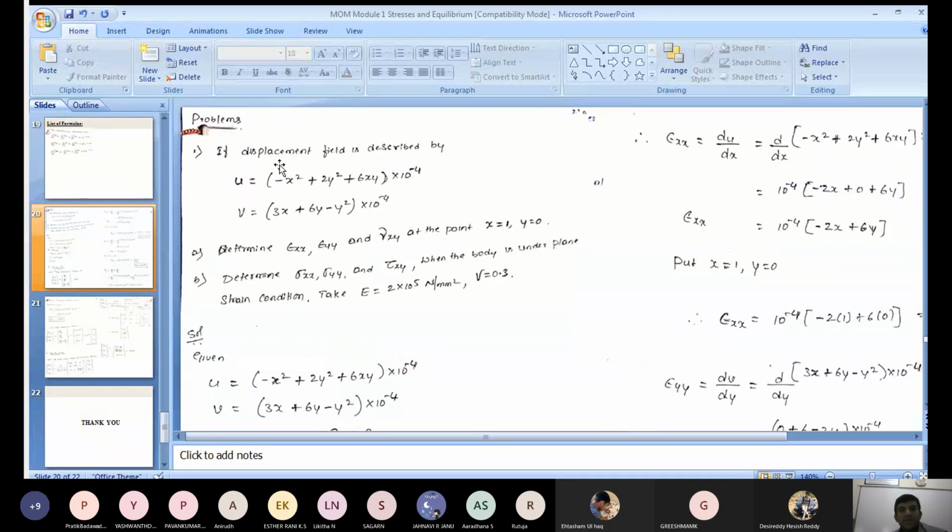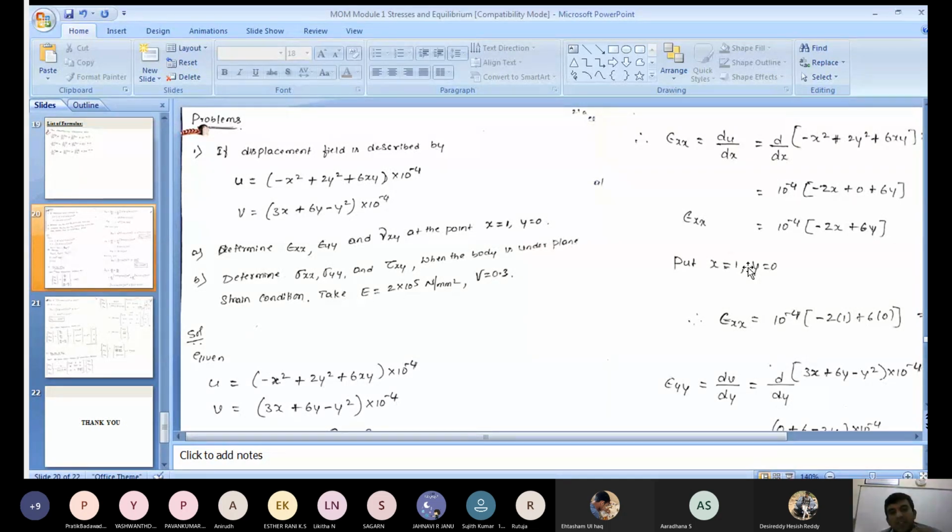Problem number 1. If the displacement field is described by u is equal to minus x square plus 2y square plus 6xy into 10 raised to the power of minus 4, the unit is not given. In general, we take it as units. It may be millimeter. Displacement and deformation at this point are the same. Don't confuse here. In general meaning displacement and deformation are different, but from the subject point of view, you remember here displacement and deformation both are same.